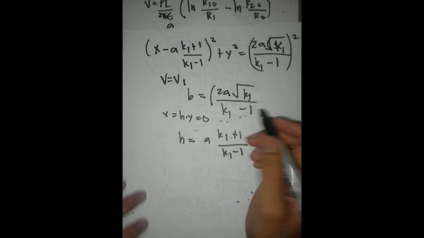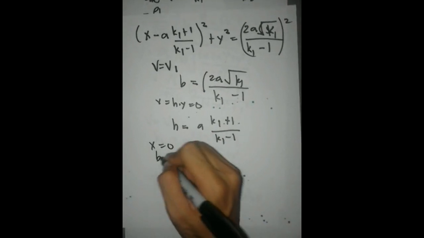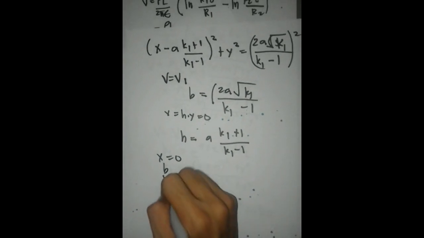Now let us attack a physical problem by considering a zero potential conducting plane located at x equals 0 and a conducting cylinder of radius b and potential V0 with its axis located at distance h from the plane. We solve the last two equations for a and K1 in terms of dimensions b and h.